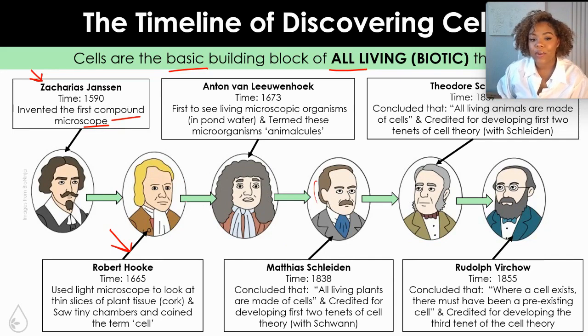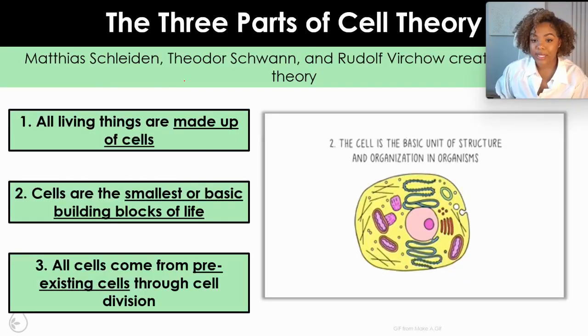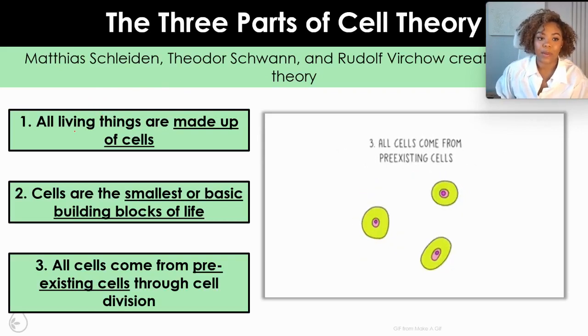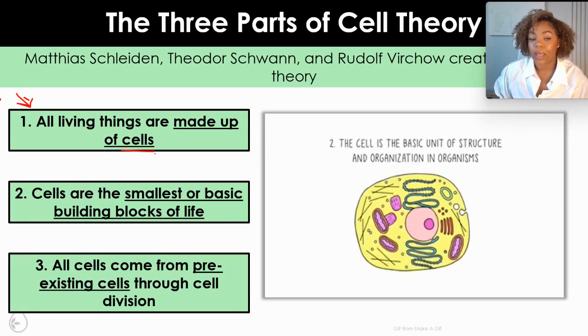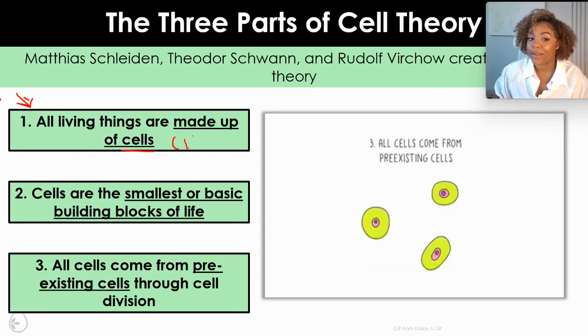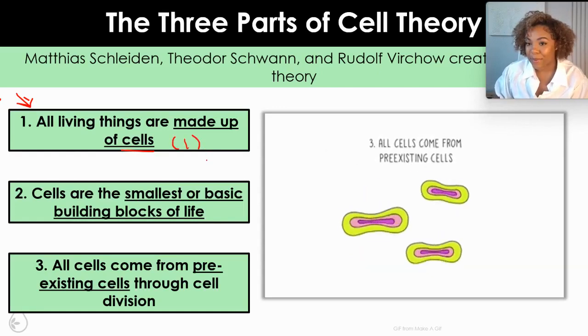As you follow this timeline for cells, we end up with the cell theory. It's basically saying, here are the three things that are true when it comes to cells and living things. These three scientists came up with these three components of the cell theory. The first one says that all living things are made of cells. If it is living, it has to be made of cells, even if it's just one cell.